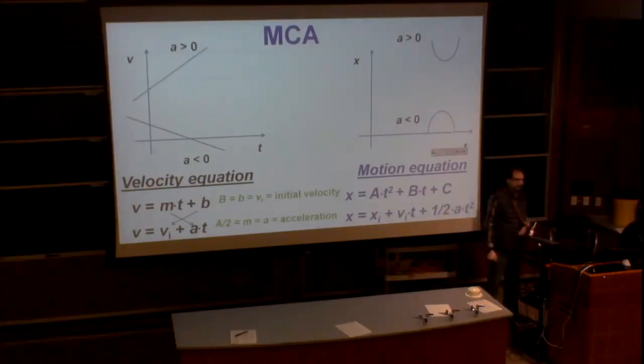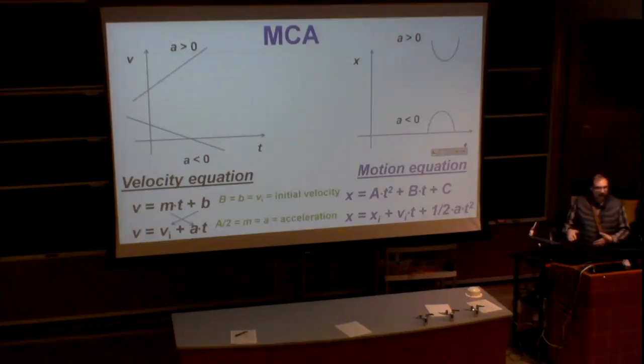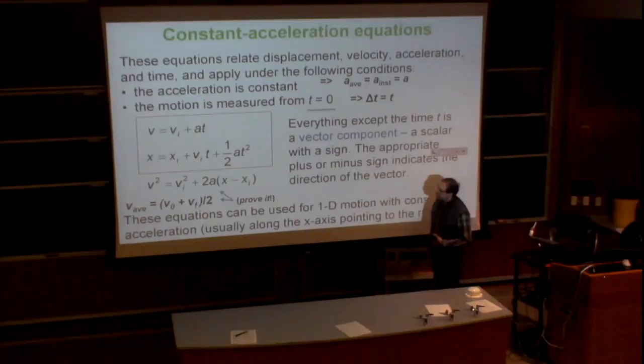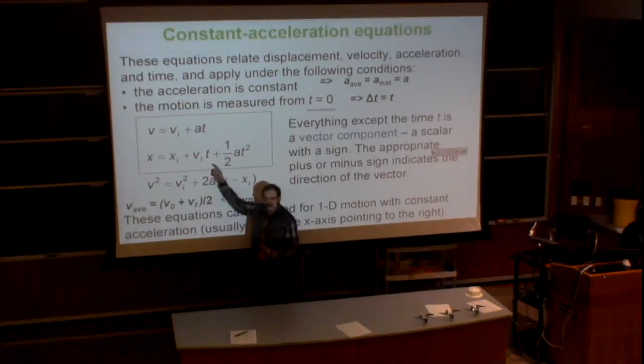Now, when we have that information, we can use it because now we know everything about motion with constant acceleration. This is another representation of the same equations. I advise you, just to practice your algebra skills, to do it at home. So these are standard equations for motion with constant acceleration: velocity equation, motion equation, also called position equation.